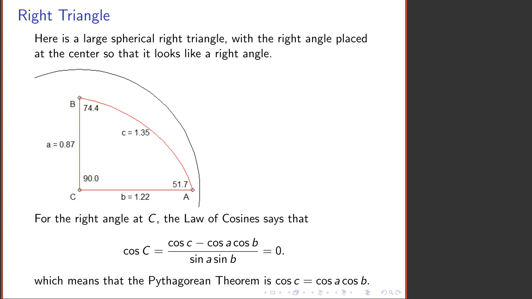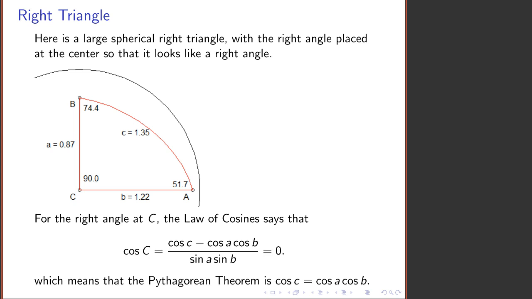So now let's look at the special case of a right triangle. And if I put the right triangle so that vertex C is at Accra, Ghana, where the prime meridian and the equator meet, the right angle at C really looks like a right angle. But when I draw the diagram, the hypotenuse looks distinctly curved.